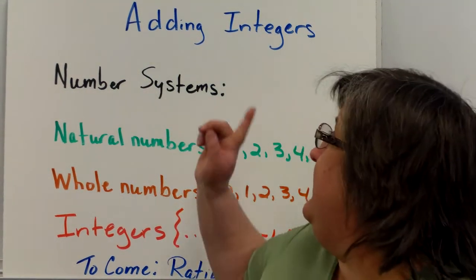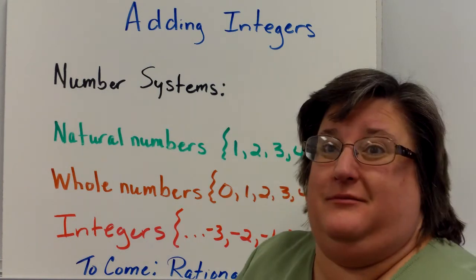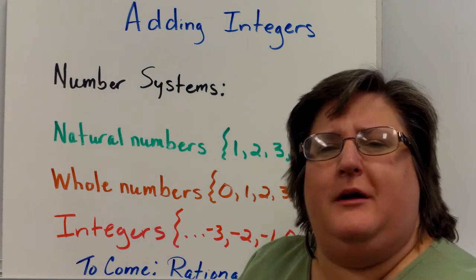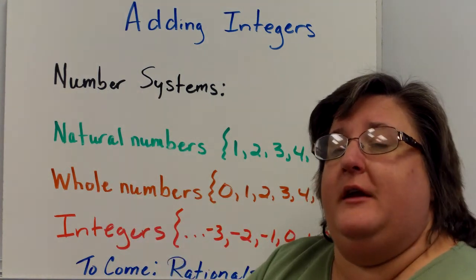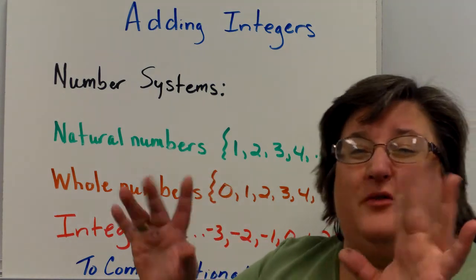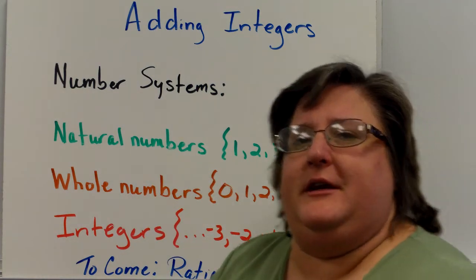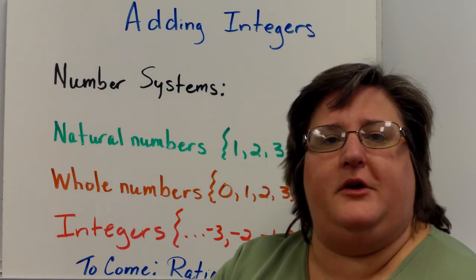Right now, we're going to be talking about being able to add integers. Now, when in the world are integers? Well, let's do a quick little review of number systems. First off, we have the natural numbers, sort of like what you can count. They used to be called the counting numbers because 1, 2, 3, 4, stuff you can count on your fingers.